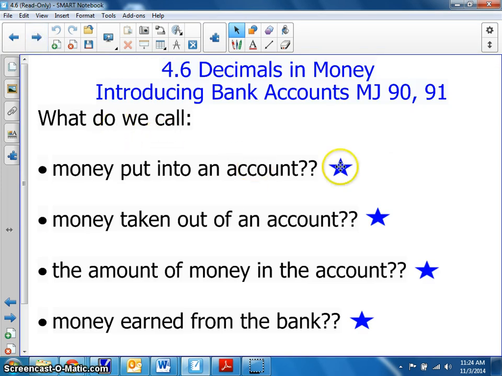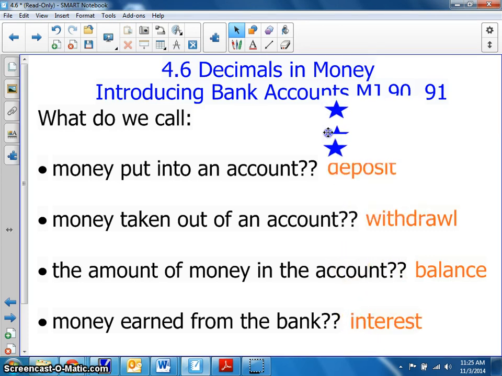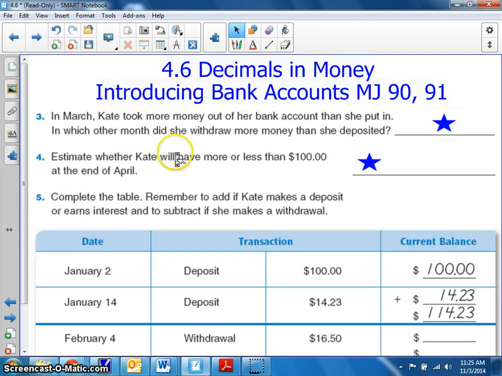So, what do we call it when we put money into an account? That is a deposit. What do we call it when we take money out of the account? That's a withdrawal. What do we call the amount of money in the account, how much is currently in your account? That is the fourth word I want you to define. That is the balance of your account. And money earned from the bank is the interest. You need to know these four. This is what I'm going to expect you to know tomorrow.